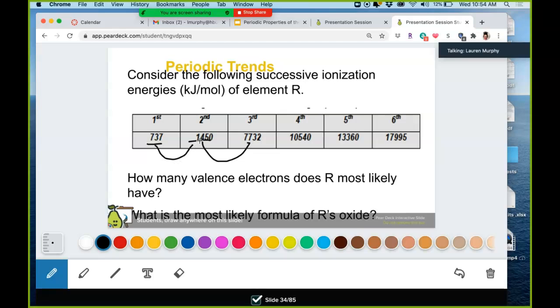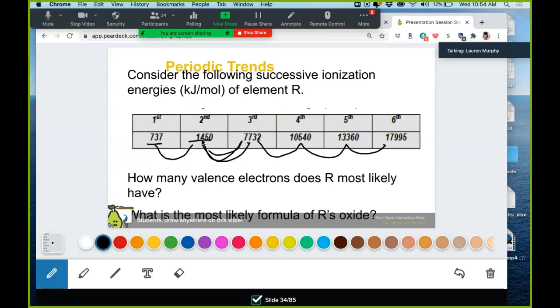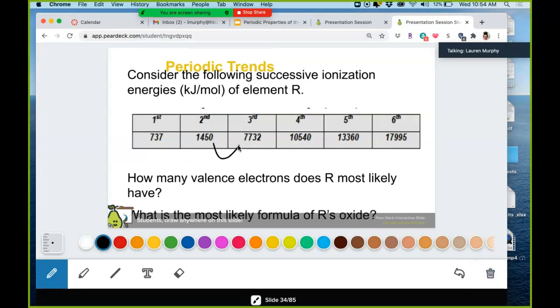So this was a difference of 700, and this jumped to a difference of 6,000. Look at this. This is a difference of 3,000, 3,000, 3,000. So the biggest jump was here, almost a 6,000 kilojoule jump. So the biggest difference is between the second and the third, which means it's cool giving you the first 2, but it doesn't want to give you a third, so it most likely has 2 valence electrons. That's how many it was okay losing.